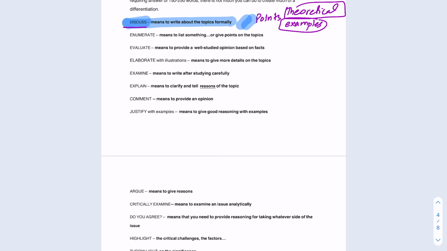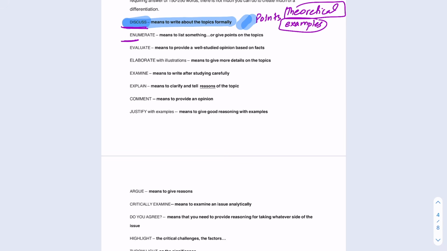Okay, first is discuss. Discuss simply means that you have to write about the topic formally. So any question that has the word discuss in it simply means that you have to write formally about that particular topic. You have to write various points. They can be theoretical points, and most of the time they are going to be theoretical points. So these theoretical points or examples, if needed, you're going to provide in that answer. So that is what discuss means, basically just to write about that particular topic.